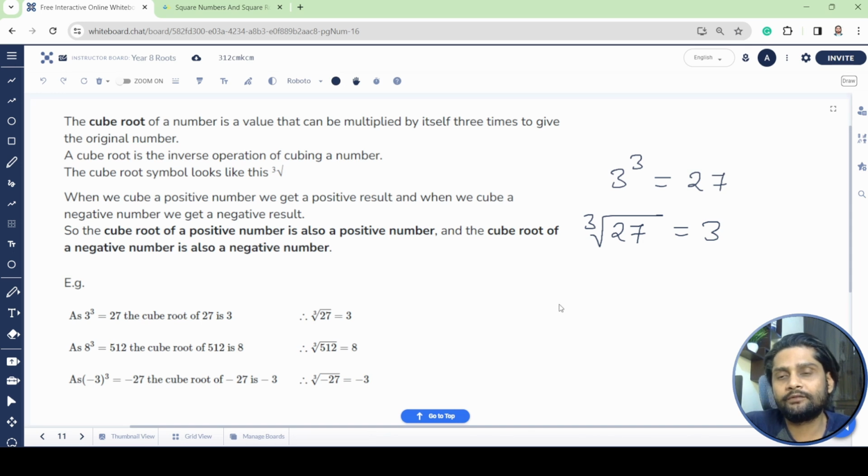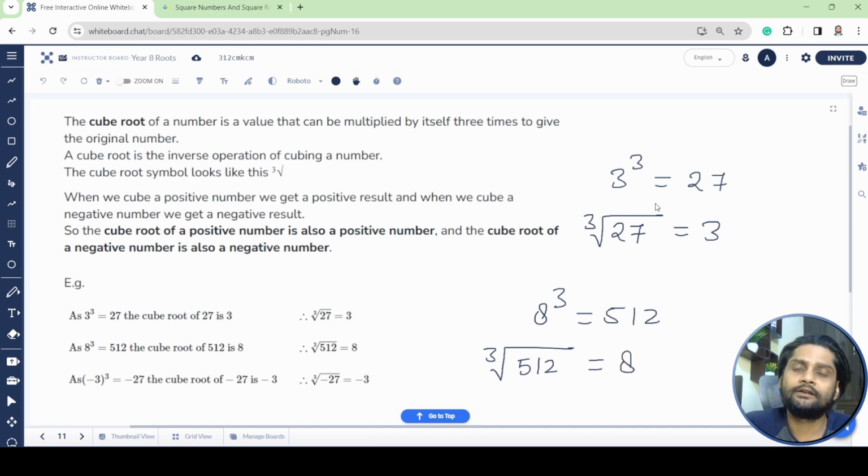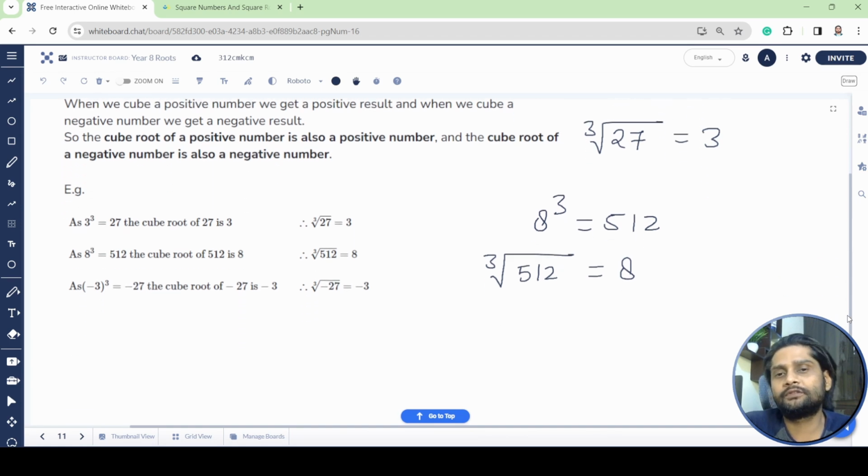Similarly, let's say we have the cube of 8 equals 512. So we can also write that as the cube root of 512 equals 8. So you can now realize that cube and cube roots are just inverse operations of each other.